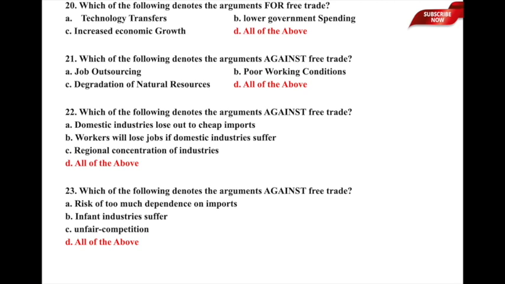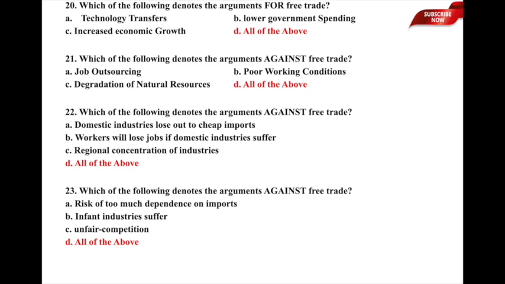Second is infant industry will suffer. That means there is a small industry which has just started and is producing a certain product, but there is free trade, and as a result some cheap imports are coming in, which affects the infant industry, and that infant industry is going to suffer. Third is unfair competition, and last is all of the above.